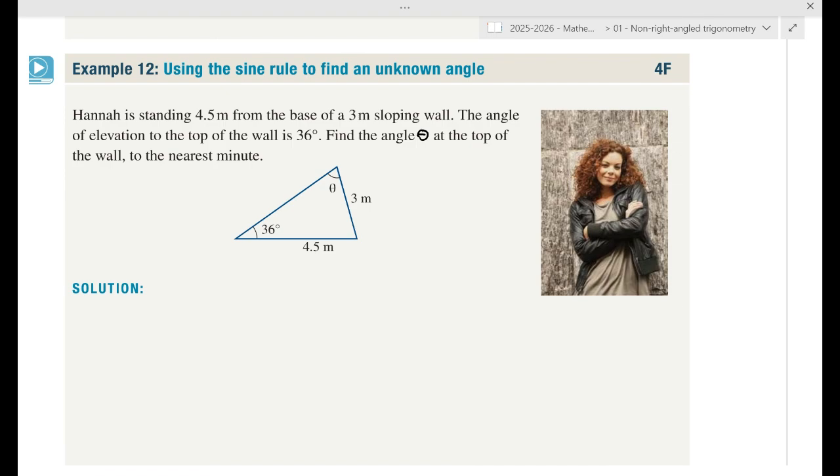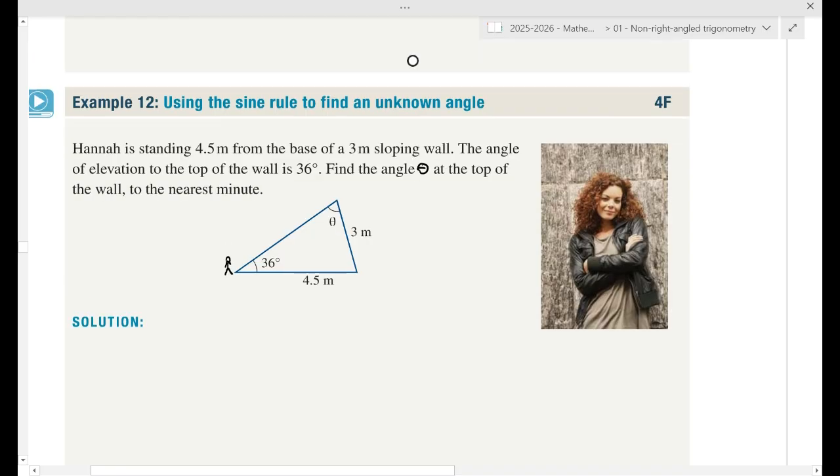So this time we're trying to find an angle. They've already drawn us a diagram. Hannah is standing 4 metres. So this is Hannah standing there. And you can tell it's Hannah because she's got red hair. The angle of elevation is 36 degrees. So they've put that in. Find the angle at the top.